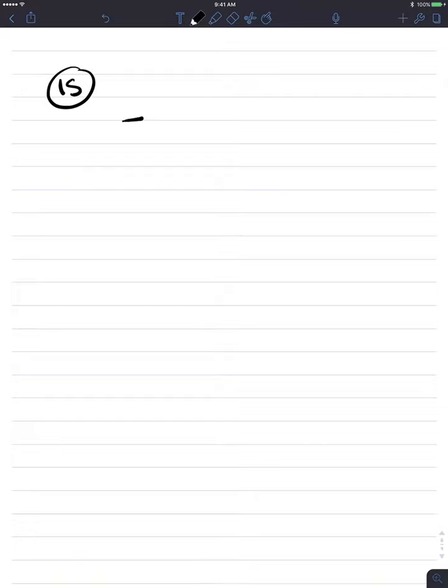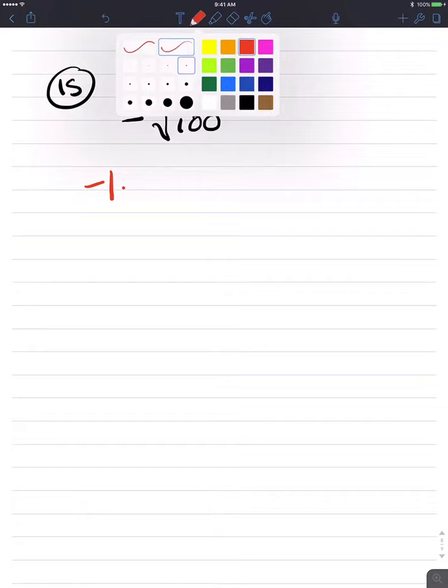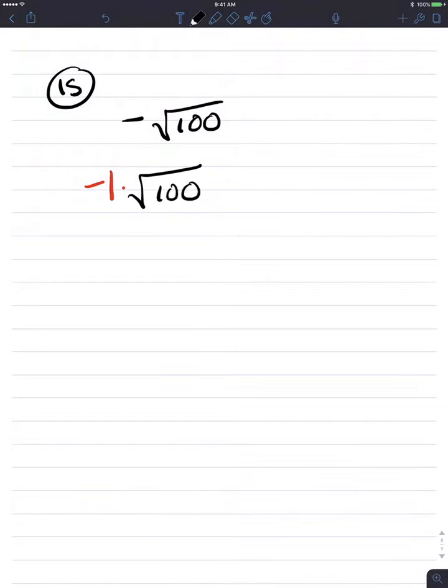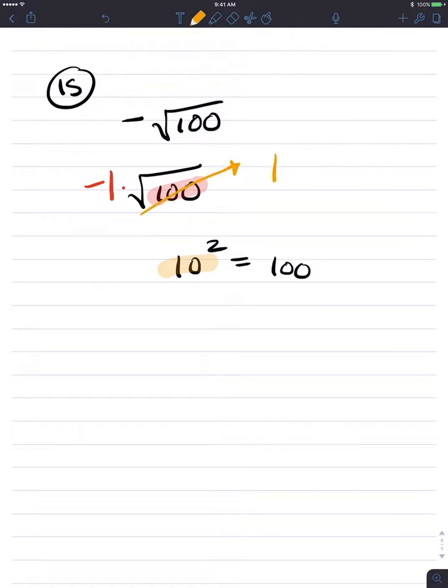Number 15. Negative square root of 100. Negative 1 times the square root of 100. And we already know that 100 is a perfect square because 10 to the second power is 100, so that the base that was used to get 100 is the value 10. The square root of 100 is 10, so this is negative 1 times 10, or negative 10.